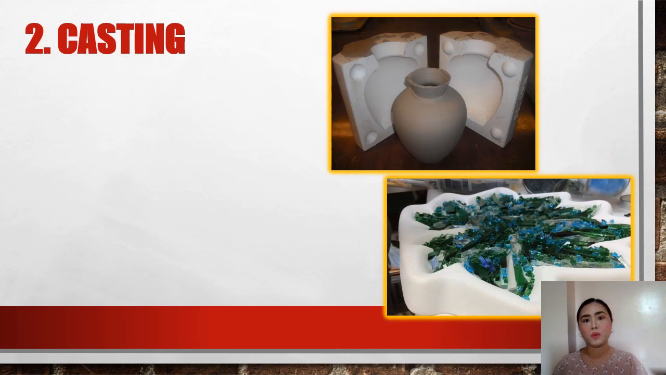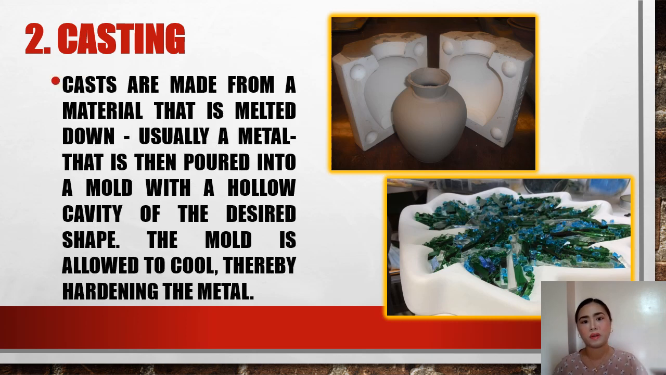Now, let us continue with the second sculptural style after carving. We have casting. Casts are made from a material that is melted down, usually a metal or clay, that is then poured into a mold with a hollow cavity of the desired shape. Then the mold is allowed to cool, thereby hardening the metal or the clay.